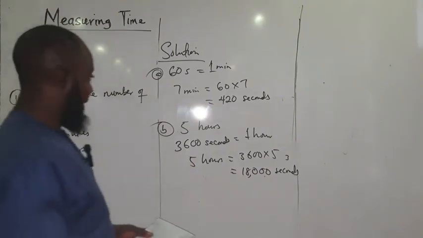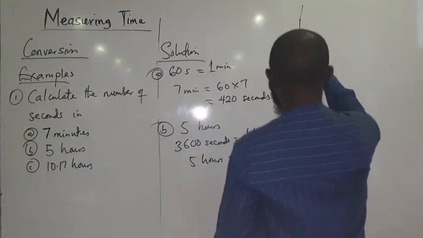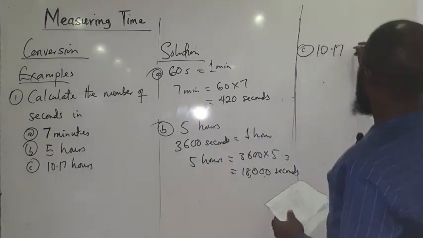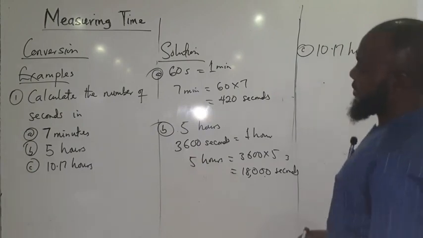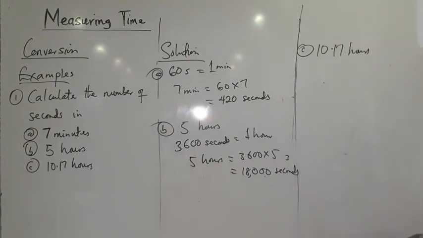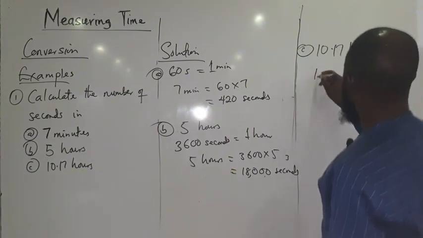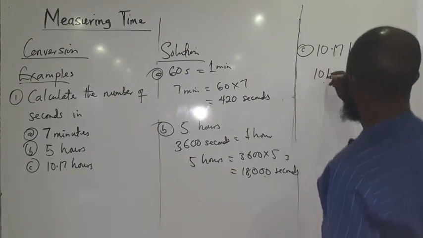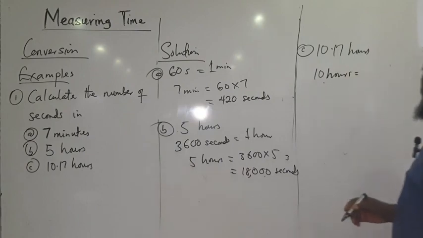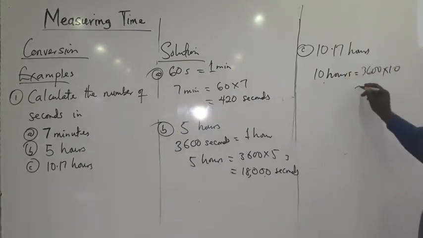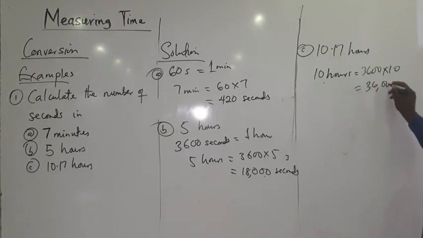All right, the last one here, C. So we have 10.17 hours. How many seconds do we have in 10.17 hours? So what we're going to do, 10 hours first. 10 hours, which means 3,600 times 10, which will give us 36,000.